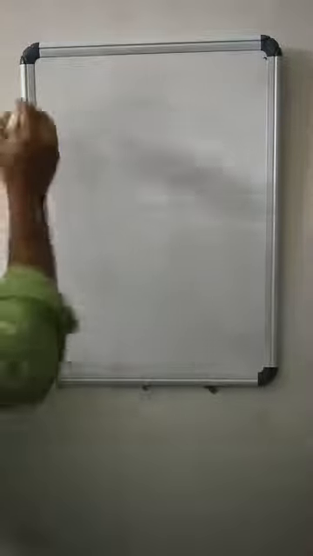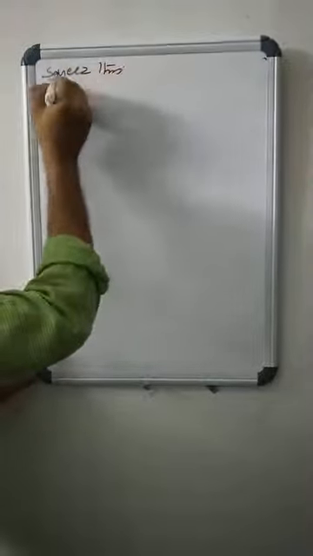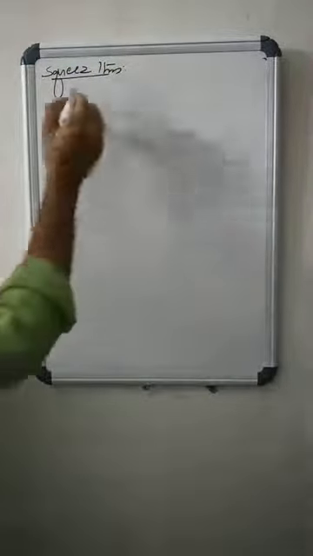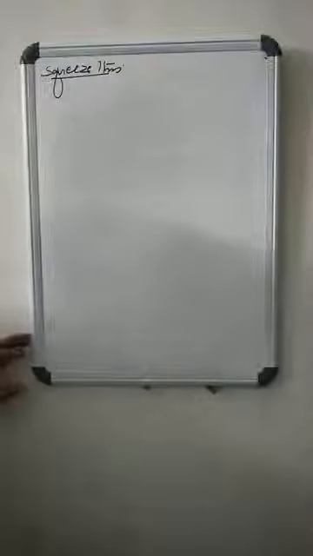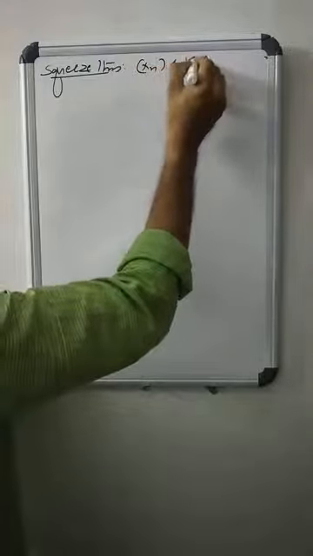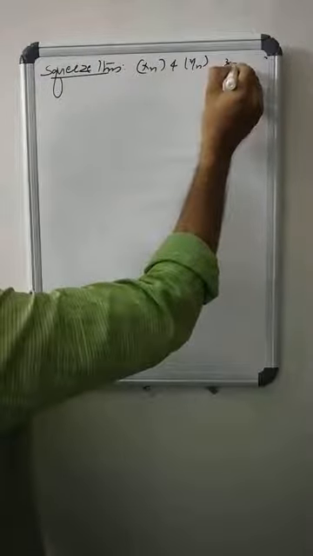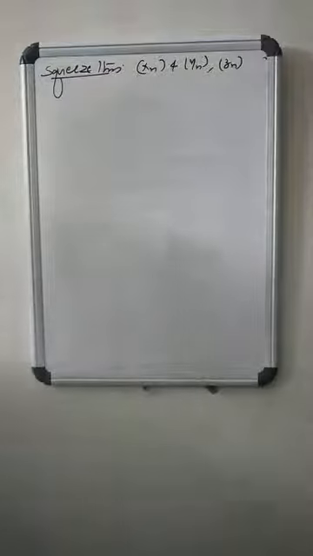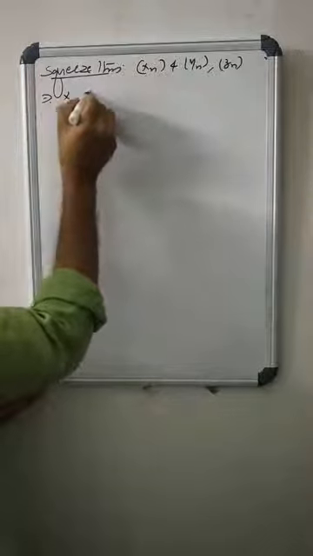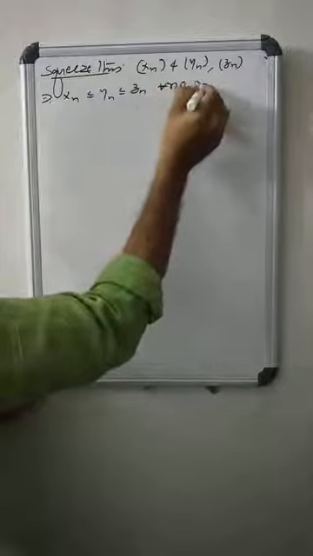In this class, let us first discuss the squeeze theorem. What is the squeeze theorem? The theorem states that, suppose x equals (xn), y equals (yn), and z equals (zn) are sequences of real numbers such that xn less than or equal to yn less than or equal to zn for all n in N.